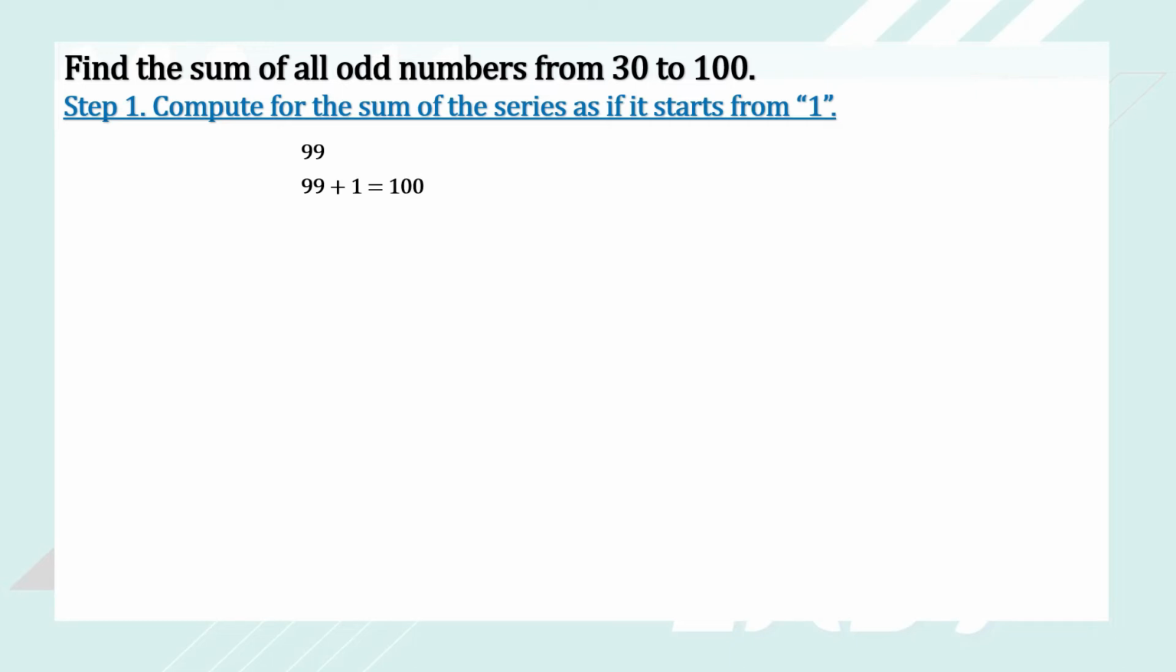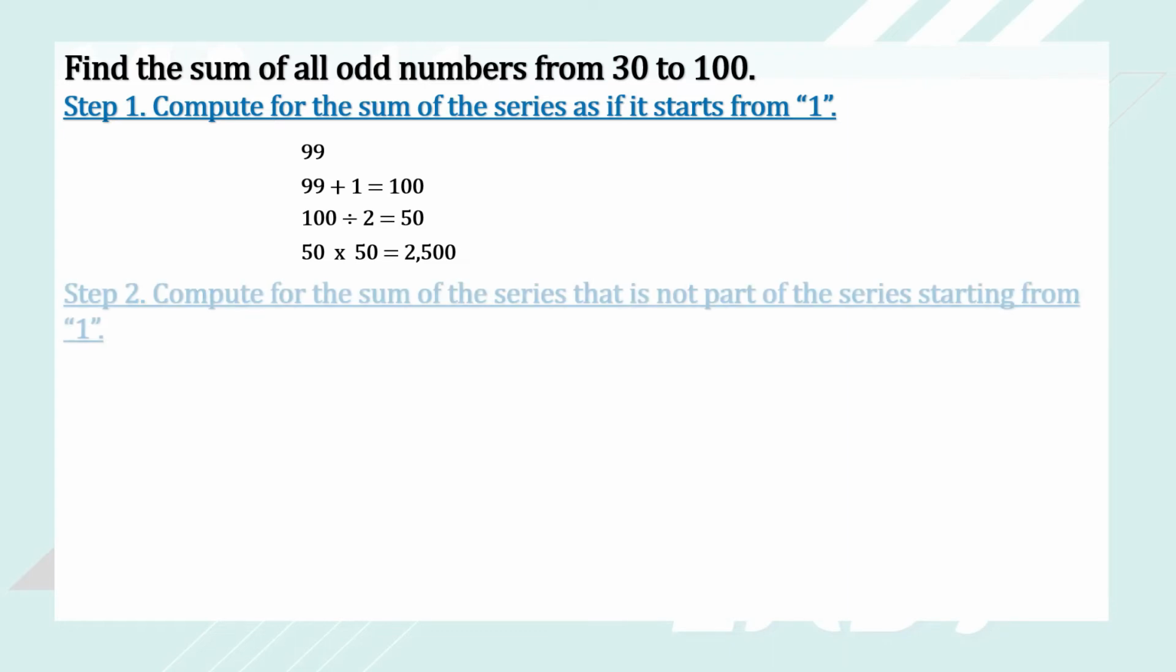Then, 99 plus 1 is equal to 100. 100 divided by 2 is equal to 50. 50 multiplied by 50 is equal to 2,500. Then, step 2, compute ulit yung series na hindi kasama sa ating example.